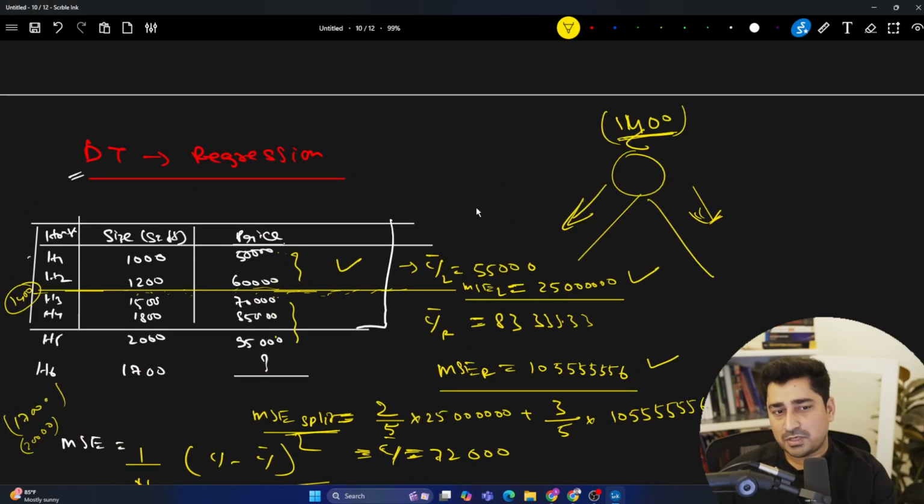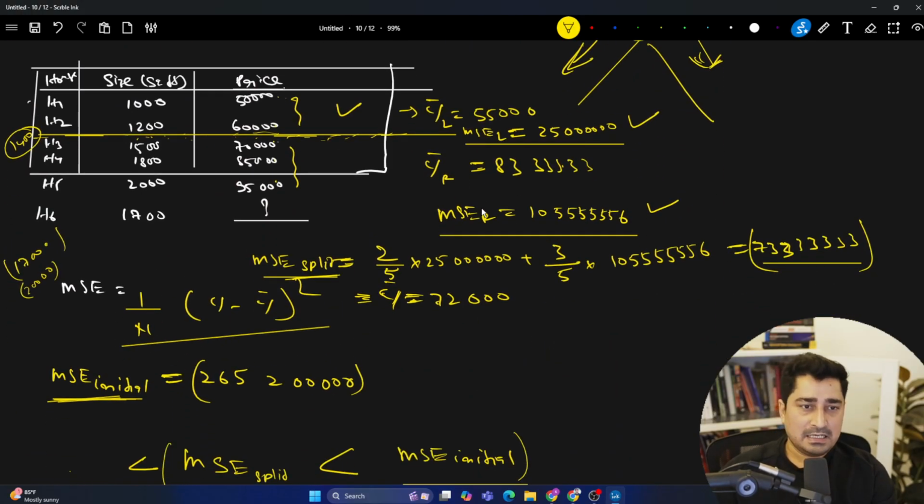Now, what was my question? My question says that if size is going to be 1700, what should be the price? That was my question, right? I have to give this answer based on the tree that I have created. So if size is equal to 1700, then what should be the price?